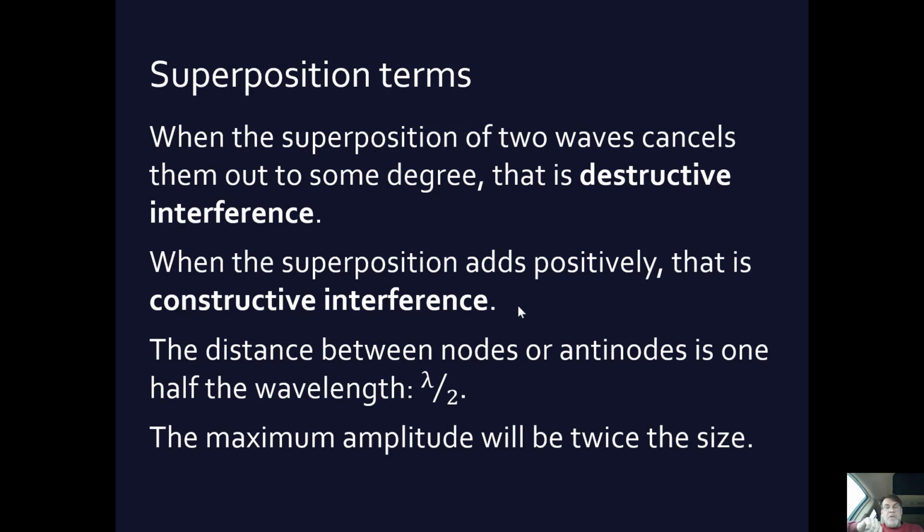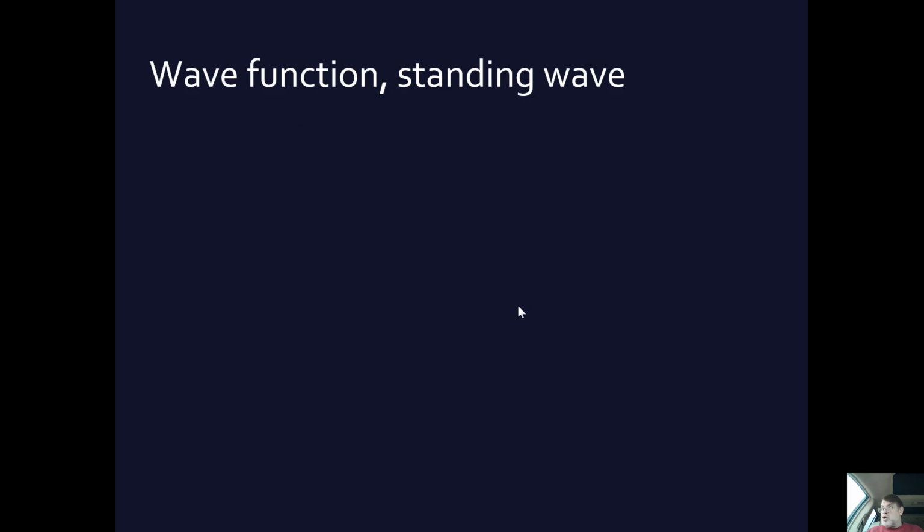And then lastly, you have an amplitude of the wave. When they're perfectly constructive, with this wave and this wave adding to each other, the maximum amplitude is going to be twice the amplitude of the original wave. Okay, now that we've got that out of the way, let's talk about an equation. Let's do the math. What is the wave equation for a standing wave?